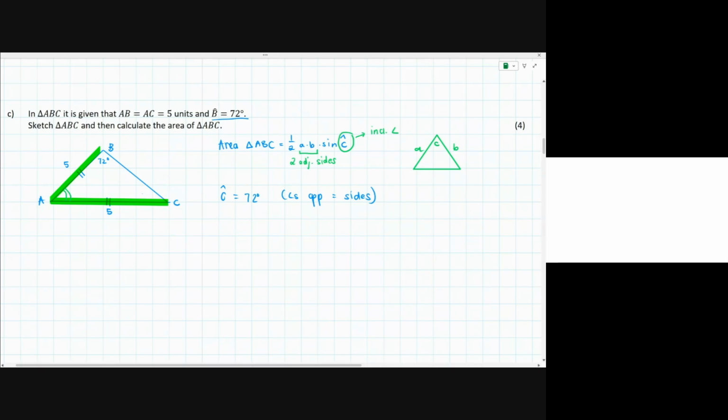Right, so we know that this is 72 degrees as well, and then we can use sum of angles in a triangle to work out the angle A, or the size of angle A, and we get that A is 56 degrees.